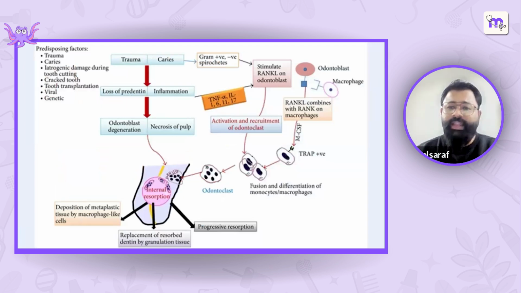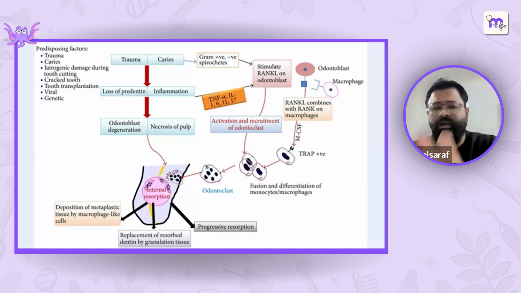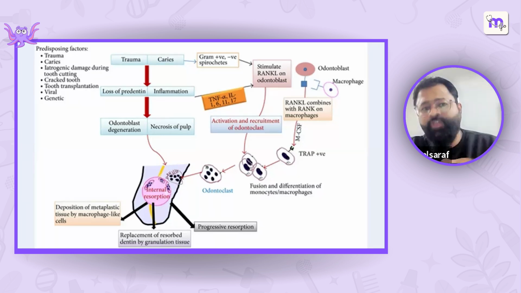They have also given a very nice chart wherein they have shown all the predisposing factors, along with odontoblasts and macrophages, and how this particular reaction takes place. That is RANKL, that is there. Also TNF alpha, interleukin 1 to 17, what is their role, how the inflammation occurs. So a very nice chart that is displaying everything related to your resorption.